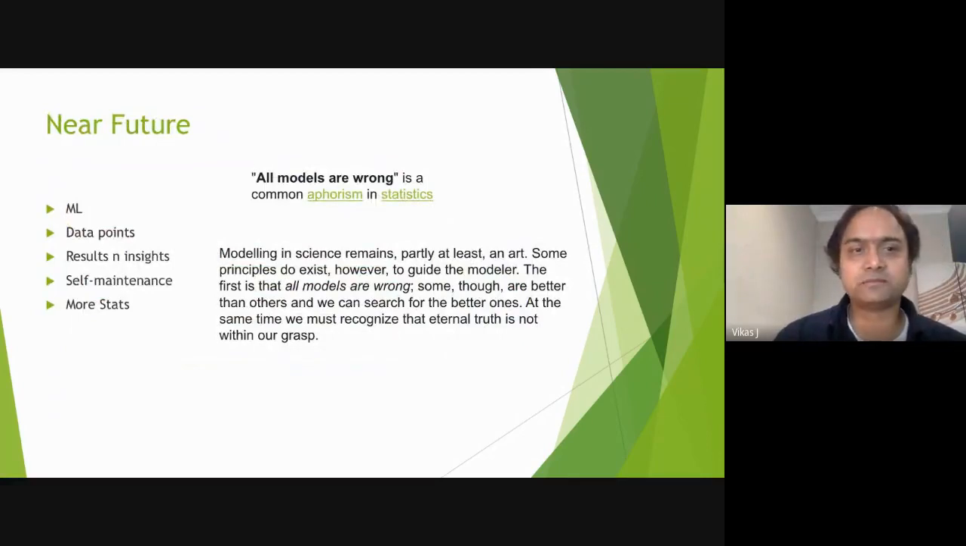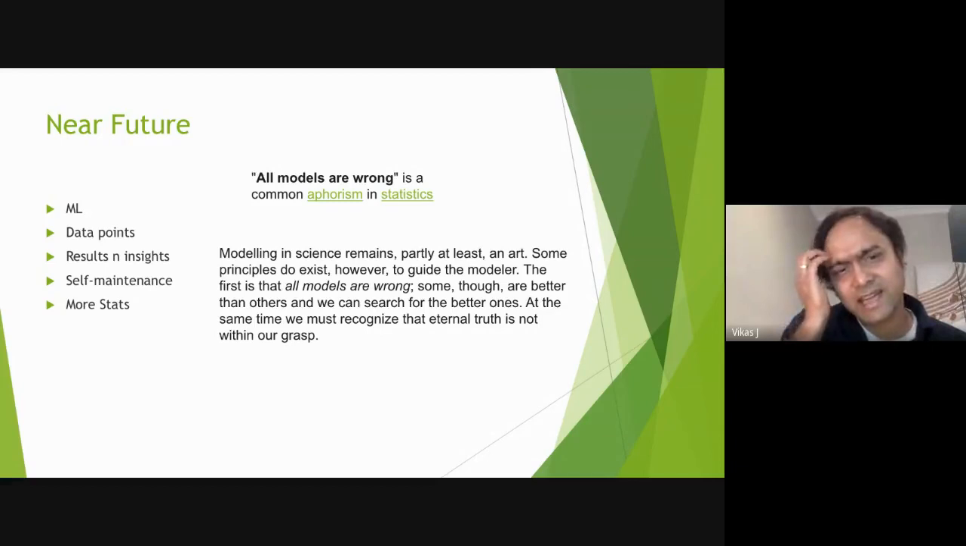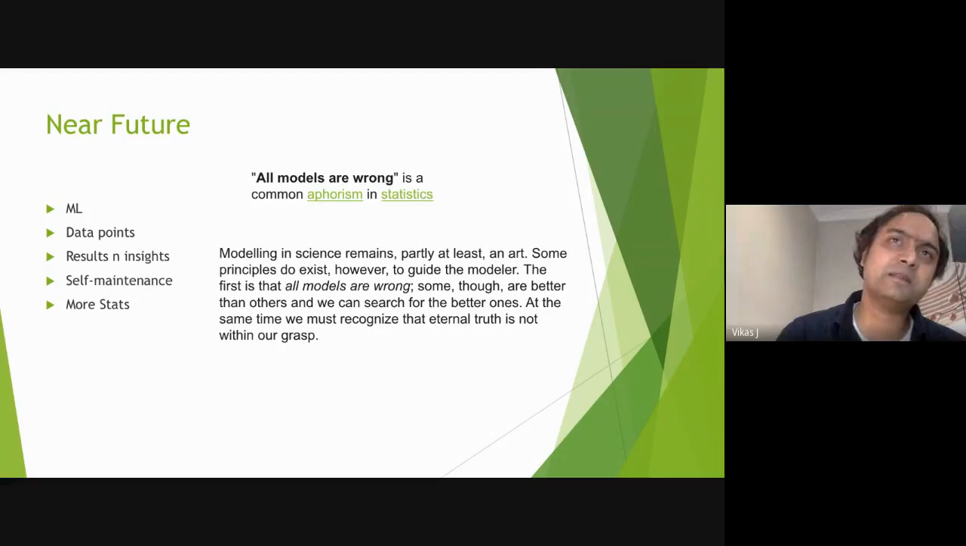In the near future, we'll have machine learning, we'll have more data points, we'll get more results and insight. We can create frameworks which can be self-maintained, and we can gather more statistics. The previous slide I was talking about is more intangible, but I'm sure in coming days, with the advancement in machine learning, artificial intelligence and other things, we can gather all these numbers and quantify all the factors that I have listed above.